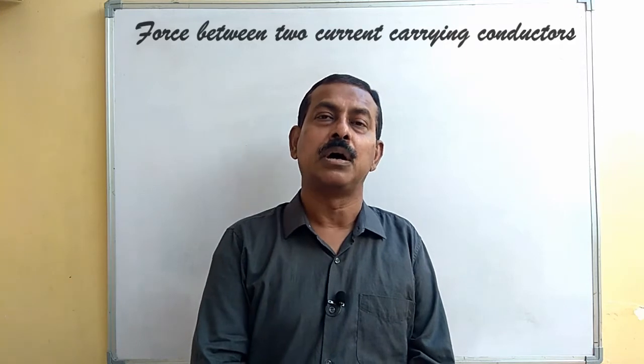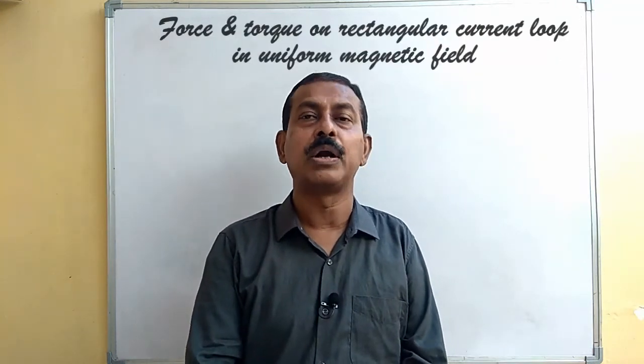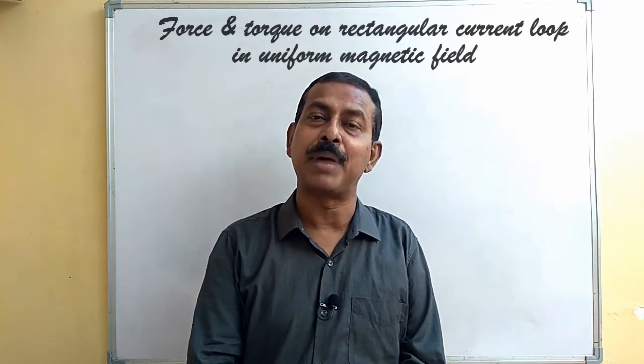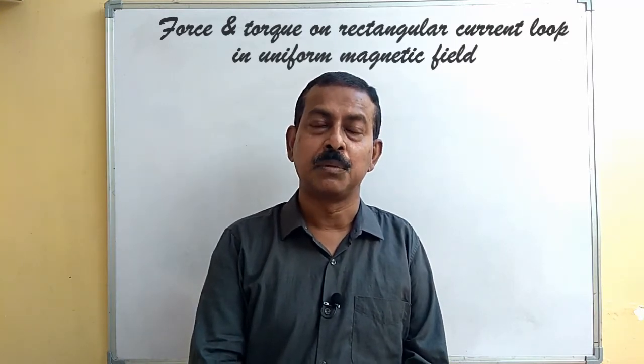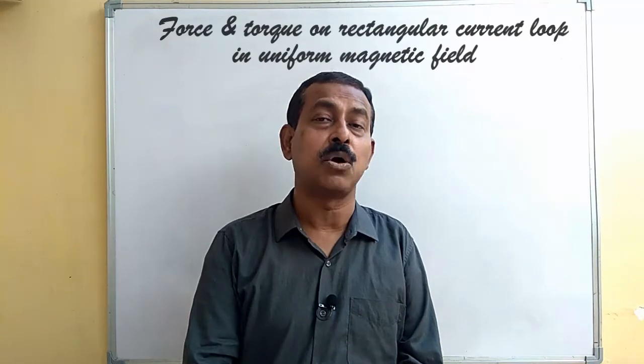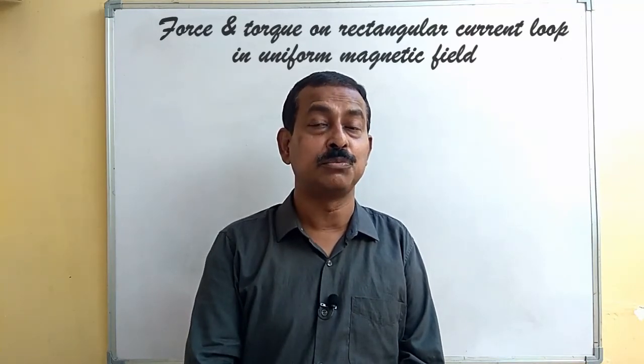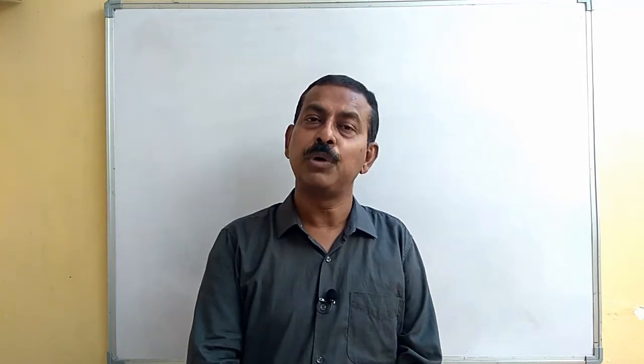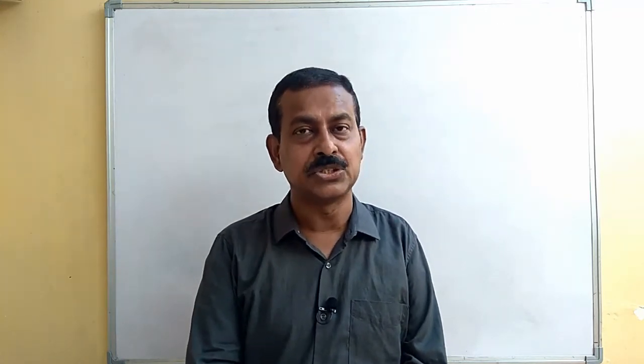We'll also do force and torque on a rectangular current carrying loop kept in a uniform magnetic field, because that one will be the basis on which moving coil galvanometers are designed, and that is the basic theory behind that. So we'll be doing all these in today's discussion.